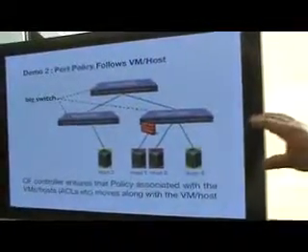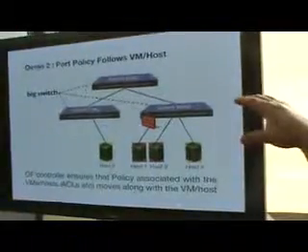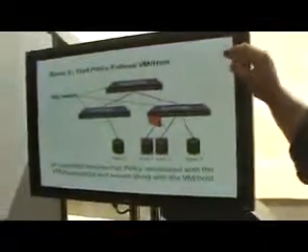Also, in a data center virtual environment, you may use proactive control. If you have some orchestration framework that's moving the VM, you can communicate with the Big Switch controller and proactively push all the policies to the other switch.